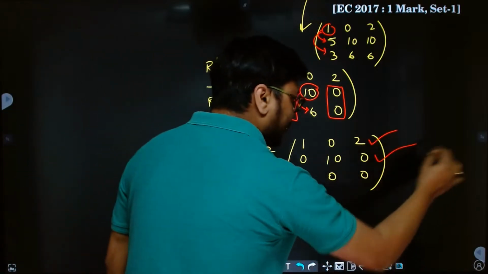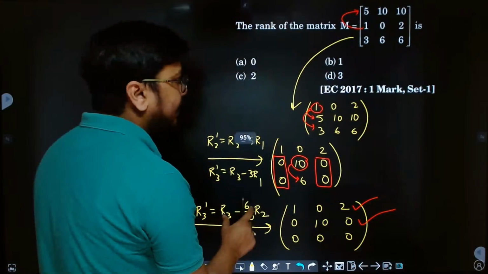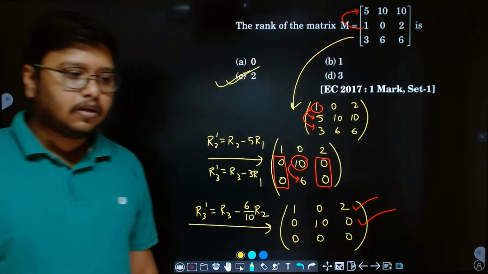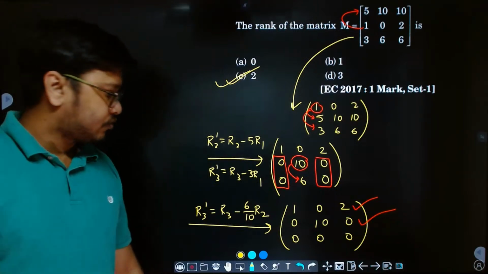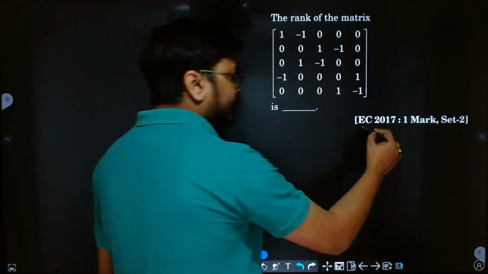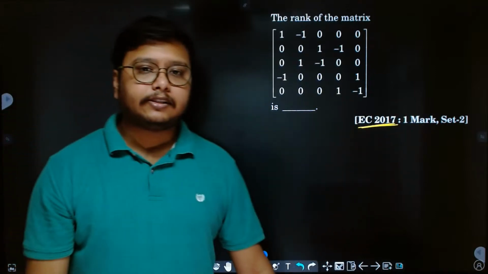So rank is how much? Rank is 2, right? So we get the answer to this question, that rank is 2, option C. Okay, let's do another question. Now this is a little bit bigger matrix, a 2017 question. You have to find the rank of the matrix. Come on, let's see who can answer this.